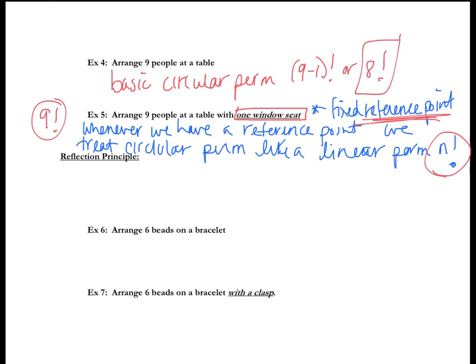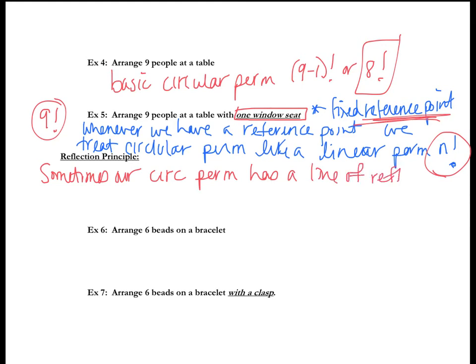Another idea that we're going to talk about is what's called the reflection principle. Sometimes our circular permutation has a line of reflection. Essentially, you could flip the object over in your hand and view it the other way.